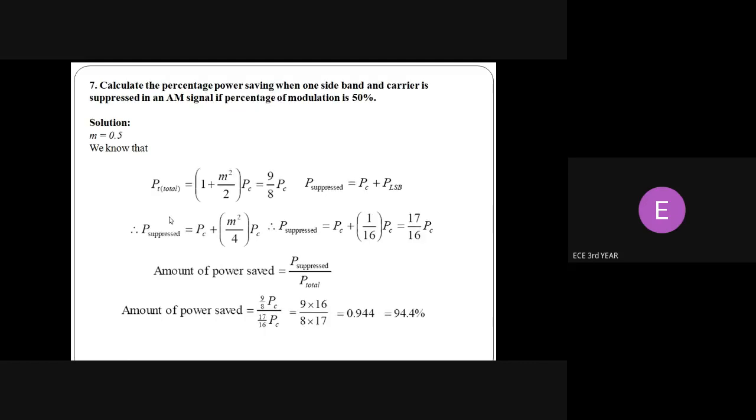In the next problems, problems 6 and 7, we always deal with how much power has been saved. The power saved formula deals with the P suppressed divided by the total power. So here we want to calculate the total power. You know the total power formula is (1 plus M squared divided by 2) into PC. This is number 3 divided by PC. And we know the P suppressed formula is PC plus LSB. So we just calculate the PC plus LSB.